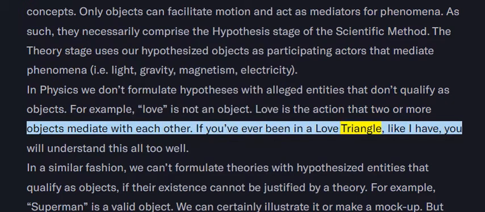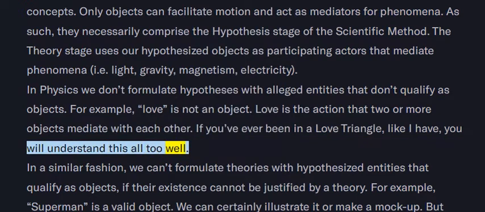If you've ever been in a love triangle, like I have, you will understand this all too well.